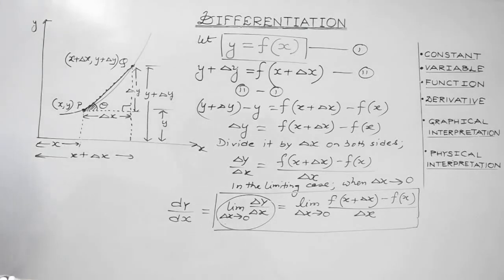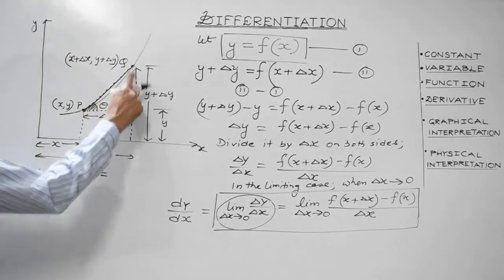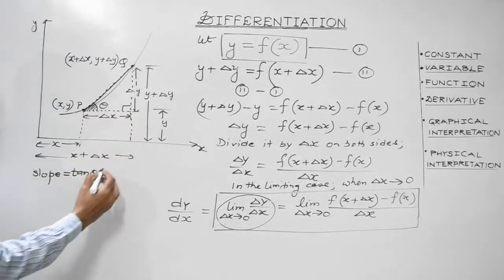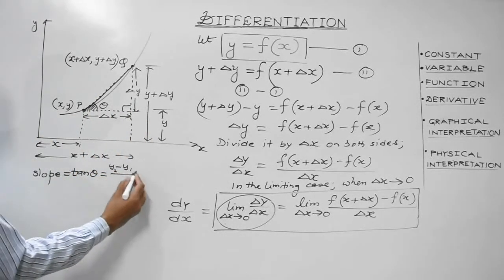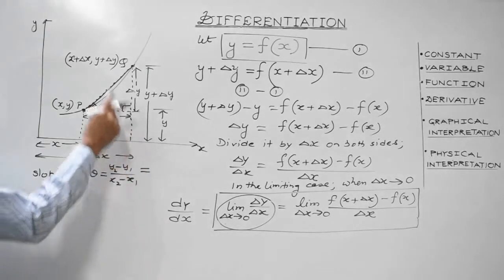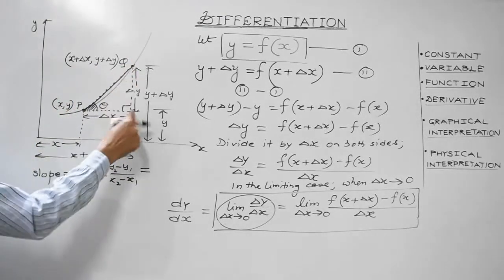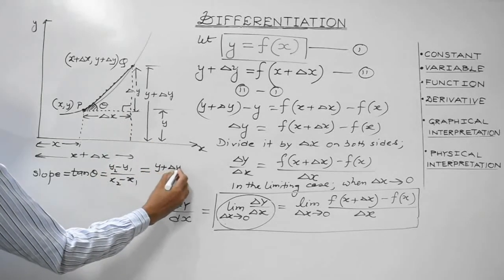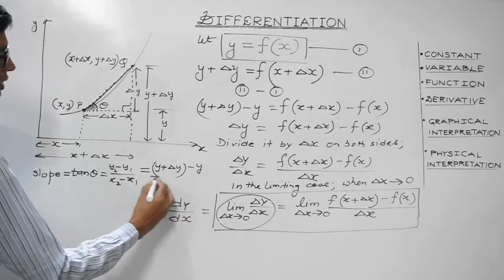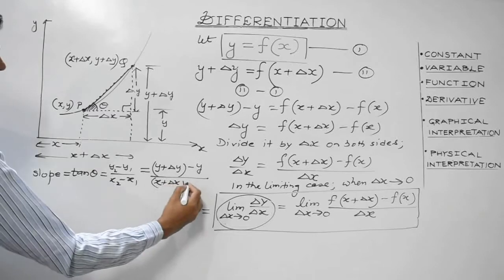So what we do is, slope of this graph, you are aware, slope is given by tan theta. Tan theta is perpendicular by base, isn't it? Which is y2 minus y1 divided by x2 minus x1. This is x1, y1, this is x2, y2. So y2 minus y1, that is y plus del y minus y, divided by x2 minus x1, which will give us x plus del x minus x.